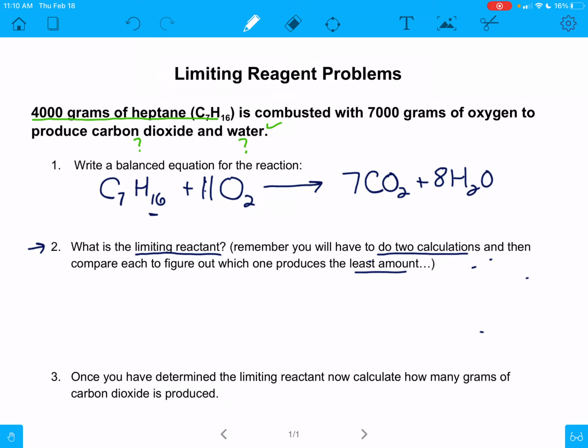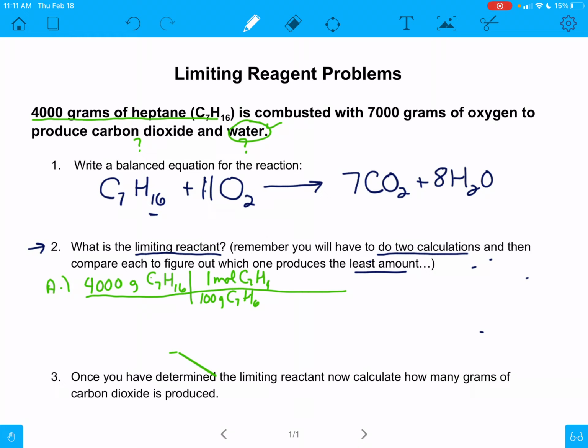Okay, back to this. So I'm going to do 2 different problems. Problem A is going to be using the 4,000 grams of heptane. So here we go. I've got 4,000 grams of C7H16, and I want to convert that into grams of water. I'm just going to pick water because I want to figure out water. I know if I take 7 times 12 plus 16, I'm going to get 100. 100 grams of C7H16 is going to equal 1 mole of C7H16.